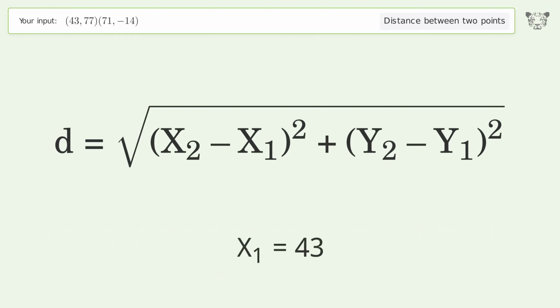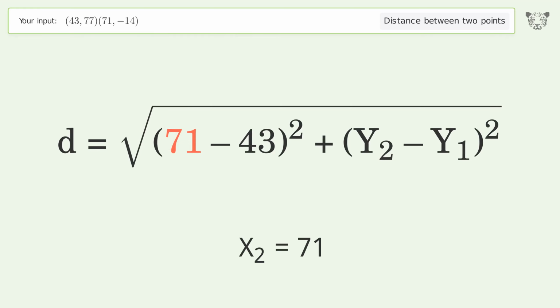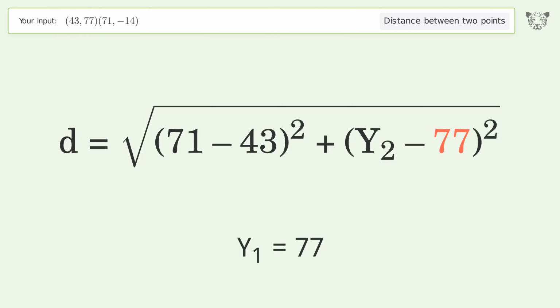x1 equals 43. x2 equals 71. y1 equals 77. y2 equals -14.